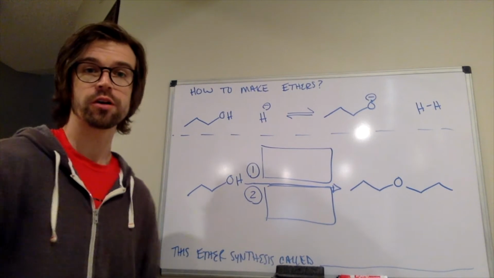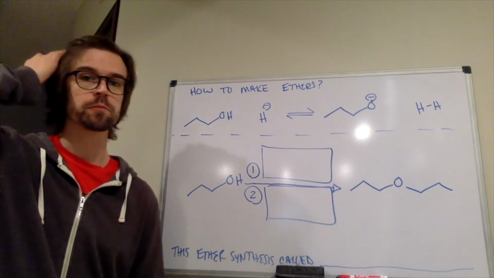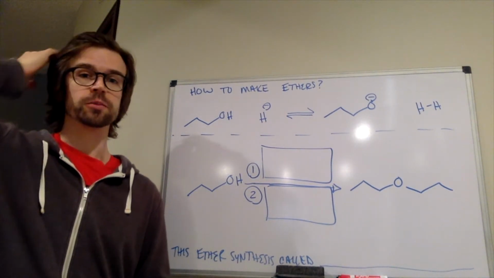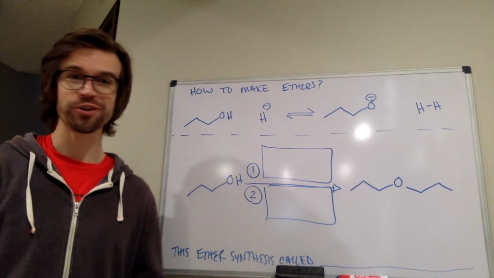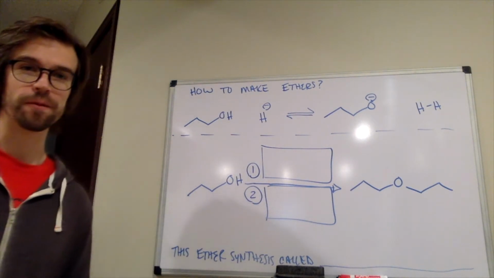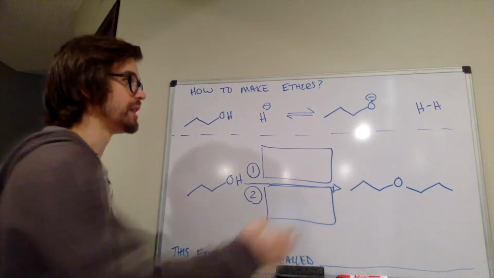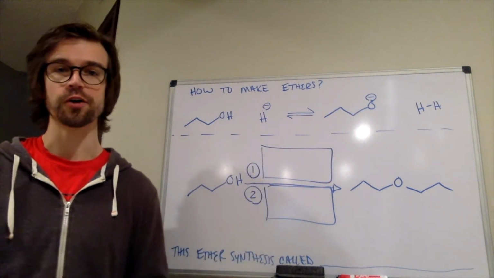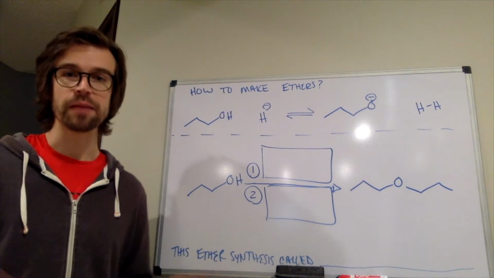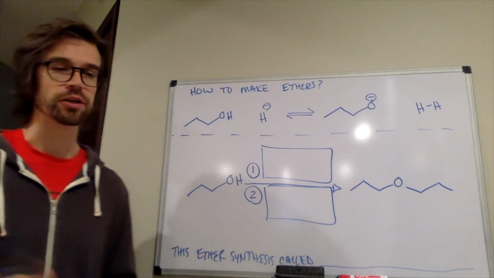Alright, so we made alcohols. How are we going to make ethers? Surprise, surprise, we're going to use a bunch of reactions we already know about. To make ethers, we have to make sure we can make an alkoxide. This is an alkoxide. So the first type of reaction we have to think about is acid-base chemistry.